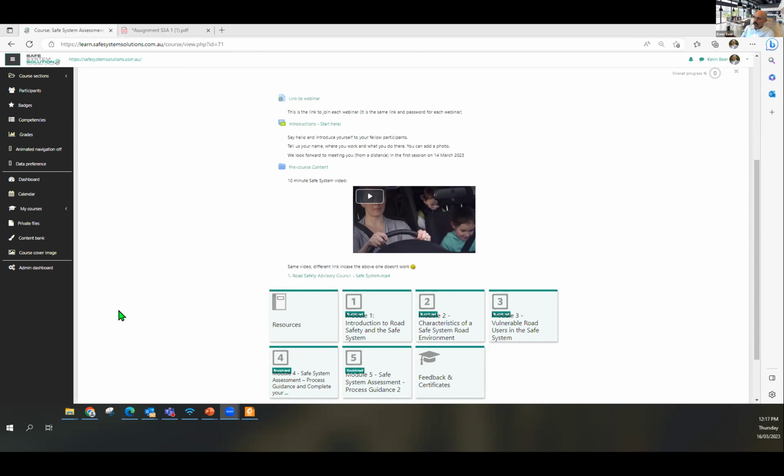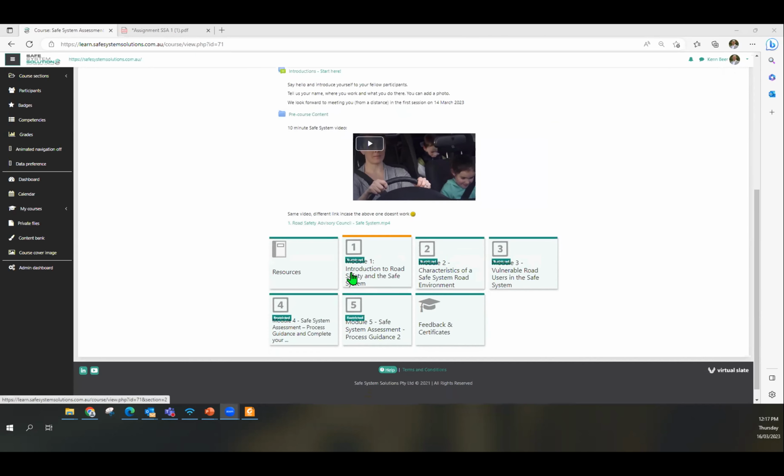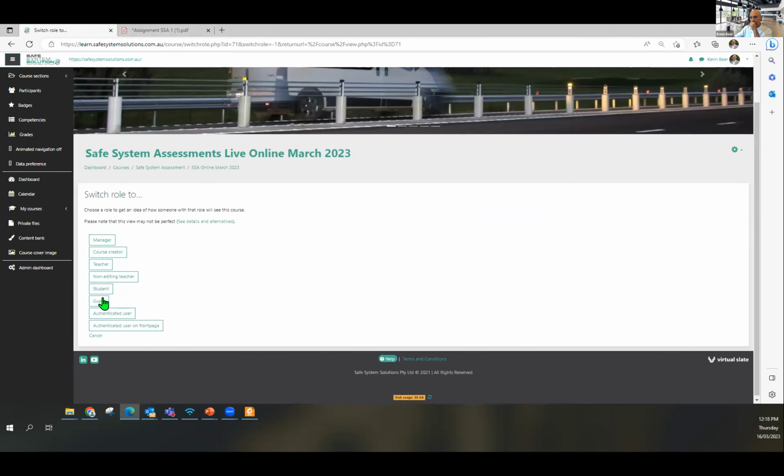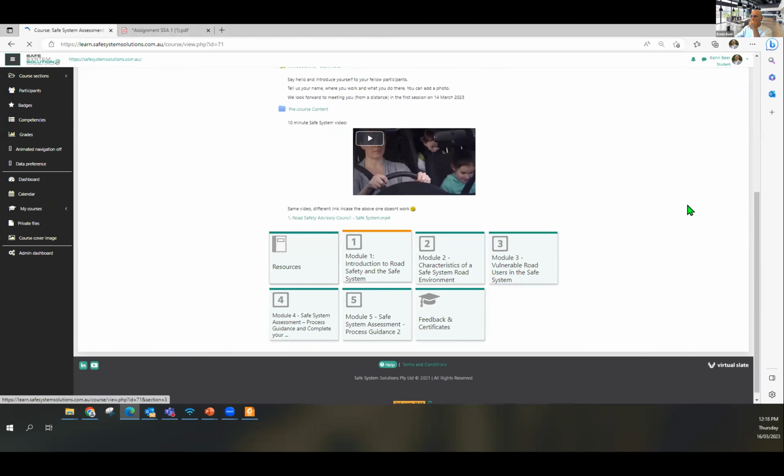It's a bit into the barrier design specifics. Okay, Kez, you can see the thing, hopefully? Yes, I can see it. Am I in student mode? I'm probably not. Let's switch me to student mode so people see what they see.